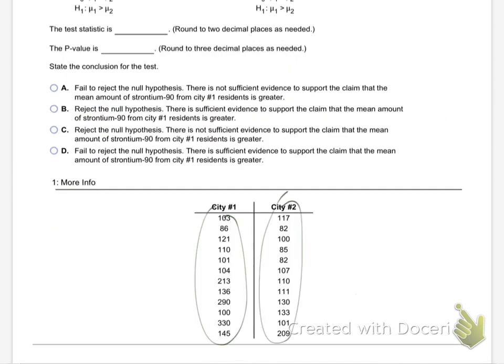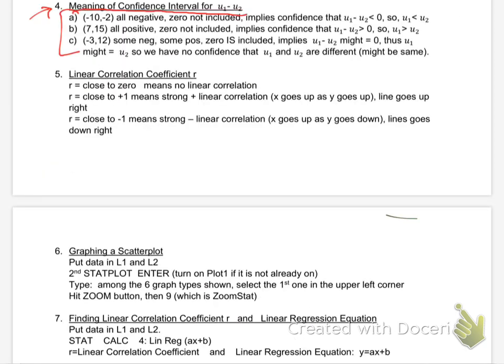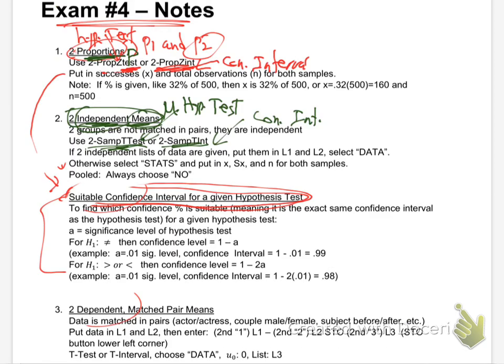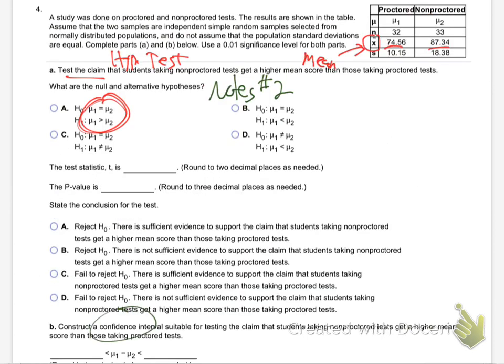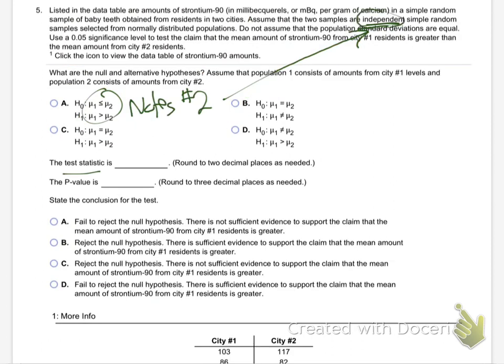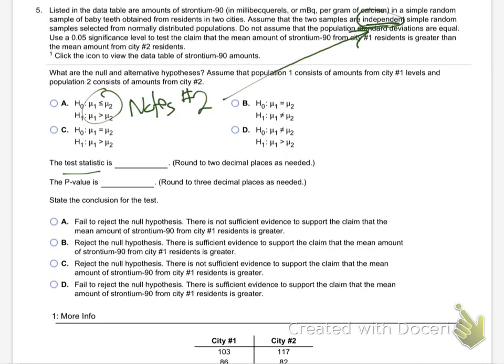See how they have the 2 lists? But careful now, notice it says independent. So that's notes number 2, as I said. 2 independent means, right? Go back to show you. See? Independent means. Notes number 2. Because it says independent. This one also said independent. Notes number 2.